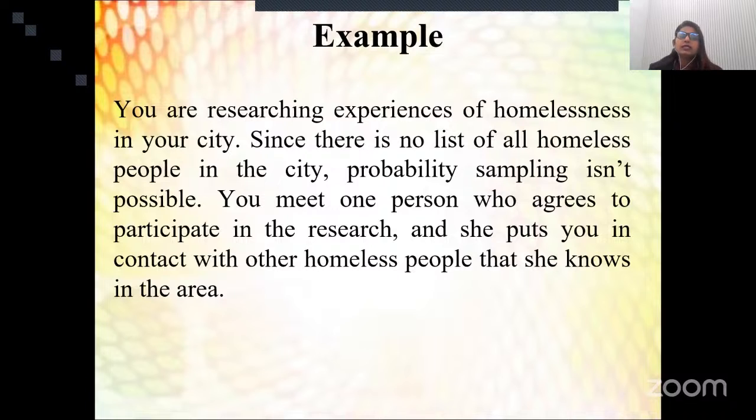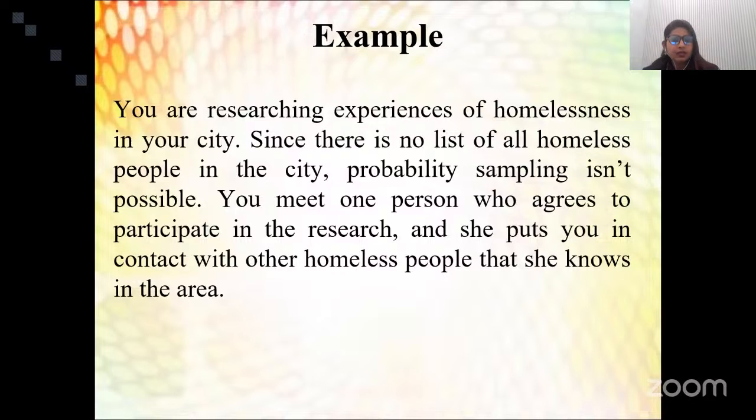This is another example. Suppose you are researching experiences of homelessness in your city. I don't know how many homeless people there are in my city. Since we don't have any list of all homeless people in the city, what can I do? My population is not finite in number. I don't know how many people are homeless.